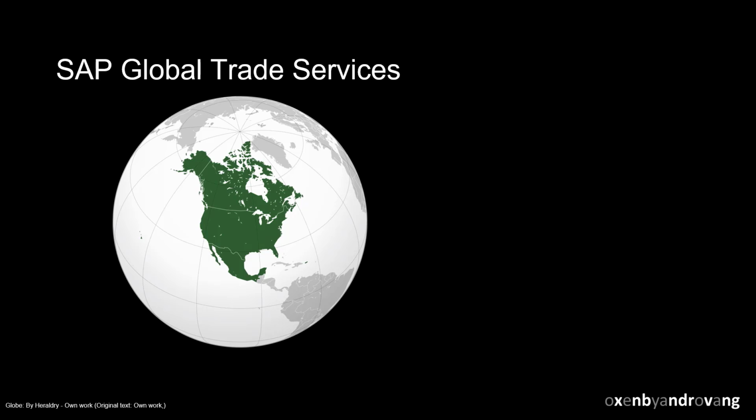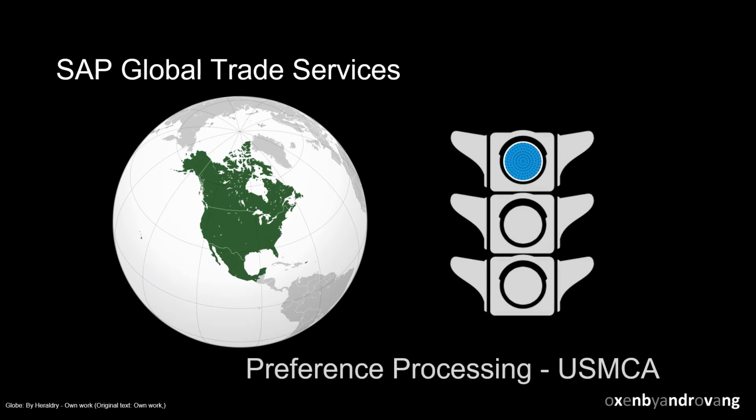Welcome. Preference processing at SAP Global Trade Services supports exporters in fulfilling all legal requirements for customs preferences and identify their goods as eligible for preferential treatment. In this demo, we will use the United States-Mexico-Canada agreement as an example. However, the process in GTS supports a wide range of free trade agreements, not limited to USMCA only.